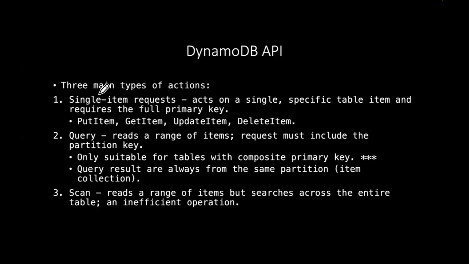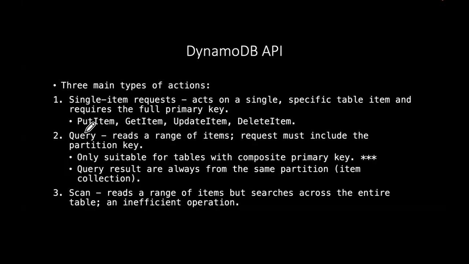Clearly, for a single item request or a single item action, you have to specify the primary key of that item, whether it be composite or simple. That's straightforward enough. The second type of operation is a query operation. Now, the only type of table that you might want to perform a query against is a table with a composite primary key. You cannot have a query against a table that has a simple primary key.